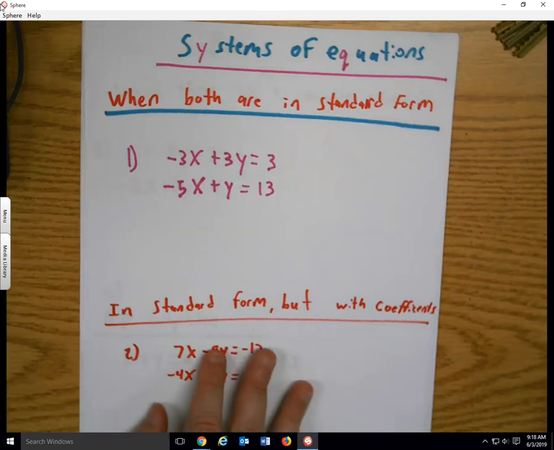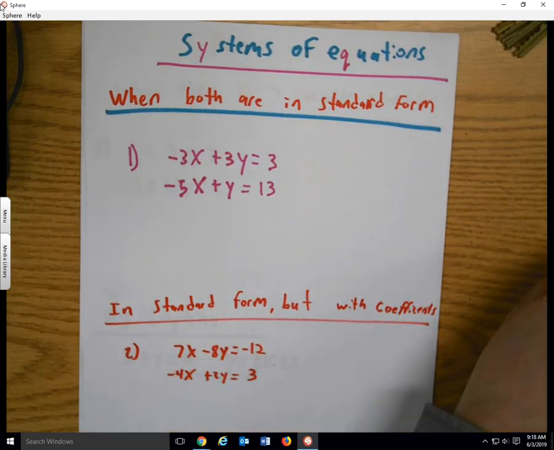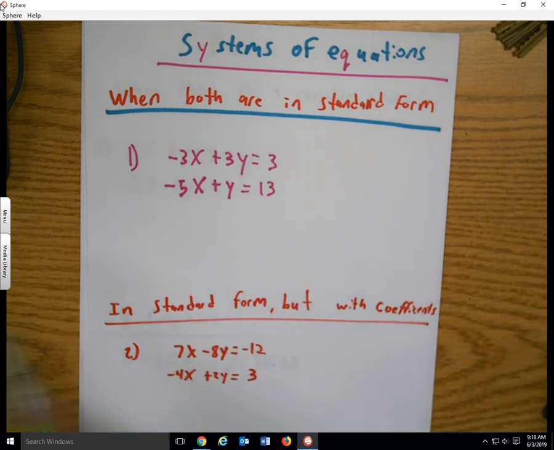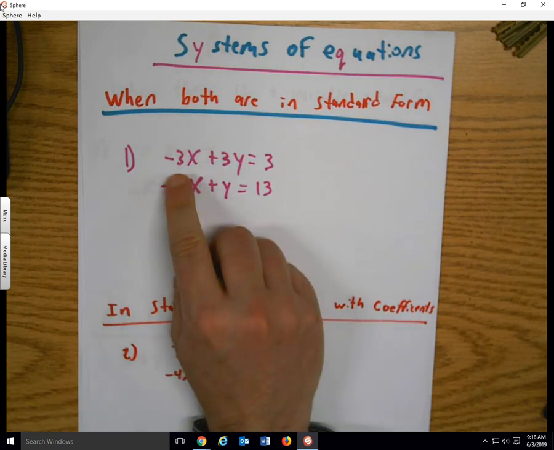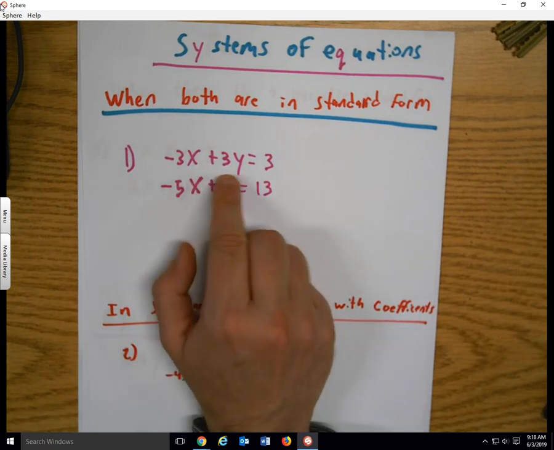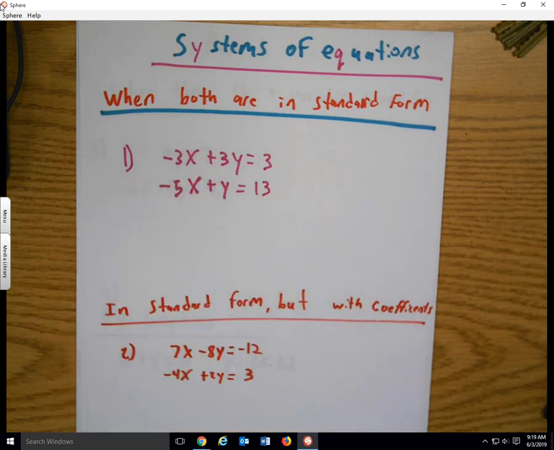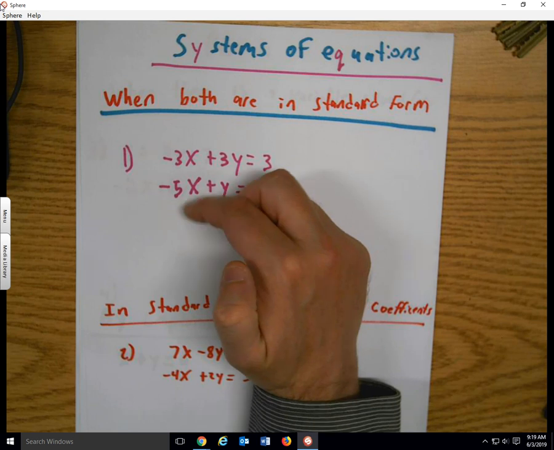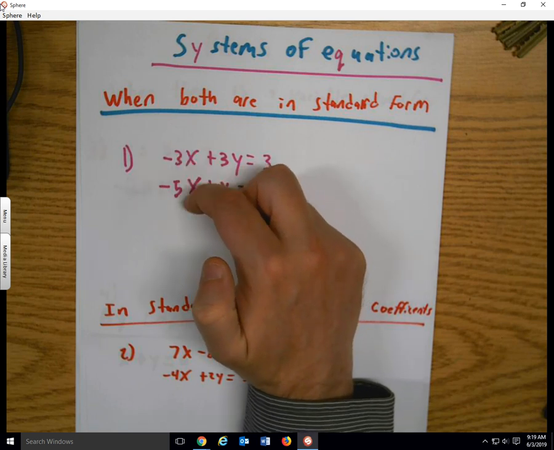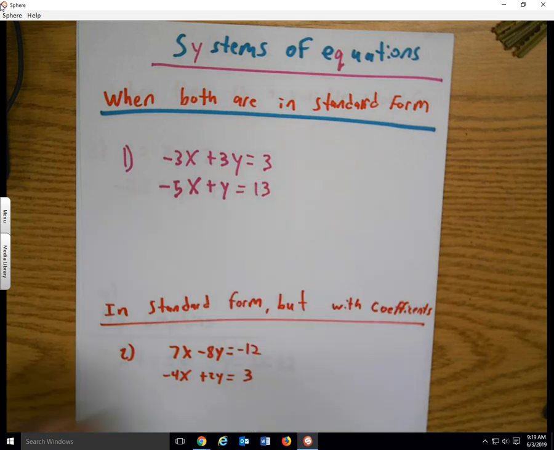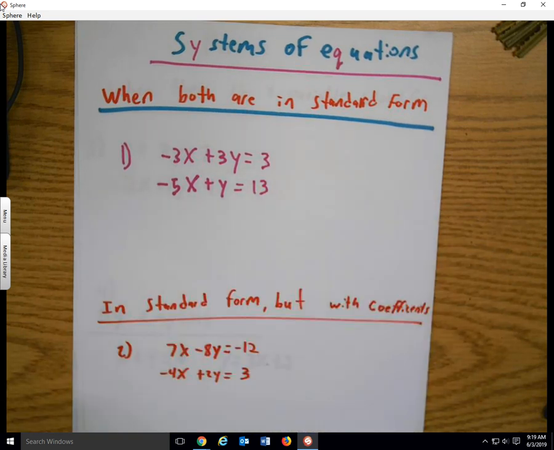This is your review, most of Chapter 8. Systems of equations when both are in standard form. Remember, standard form is when you have ax plus by equals c. The variables are on one side and the numbers on the other. More importantly, the x's could be written above the x's, the y's above the y's, and the numbers above the numbers. The constant term, above the constant term.